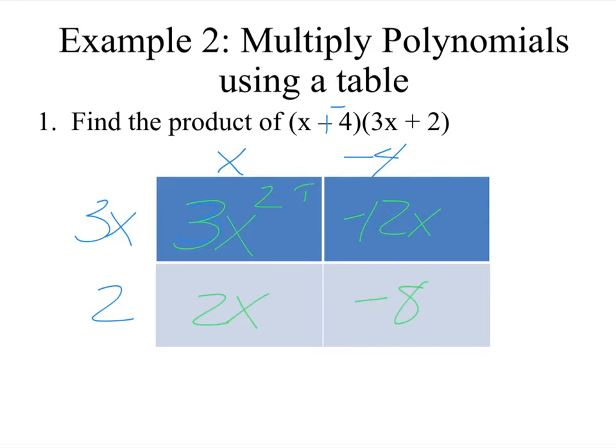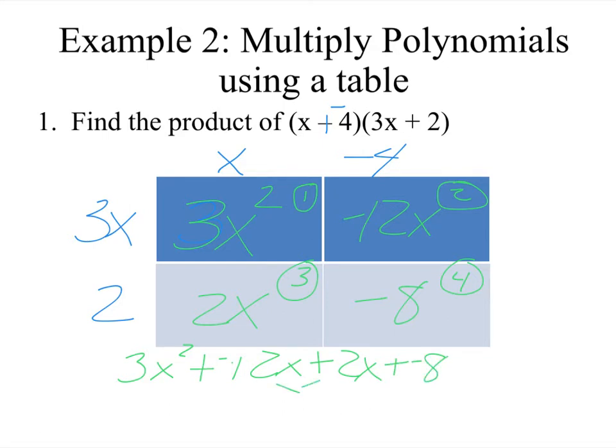We now need to pull it out of the box, because the box is lovely, but it's just a tool to help us. We're going to start in the top row, from left to right, pull out the pieces, and then work the bottom row left to right. So 3x squared plus -12x plus 2x plus -8. Middle 2 terms add together, giving me 3x squared plus -10x plus -8. Hopefully you do remember that those middle 2 terms can be added together because they are like terms. They match based on their variables.